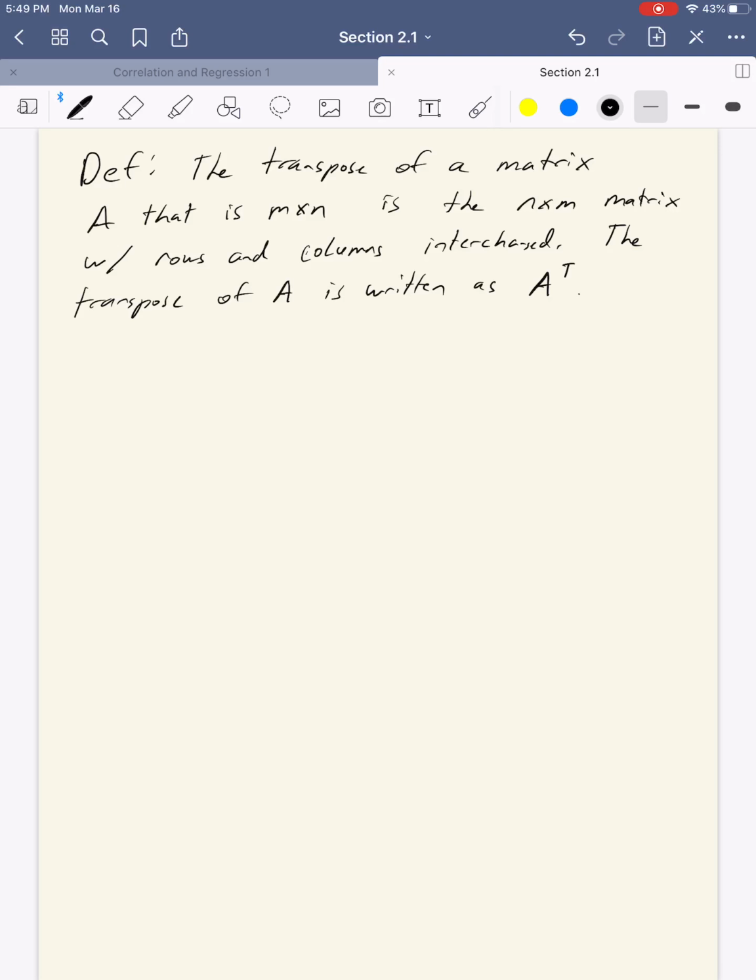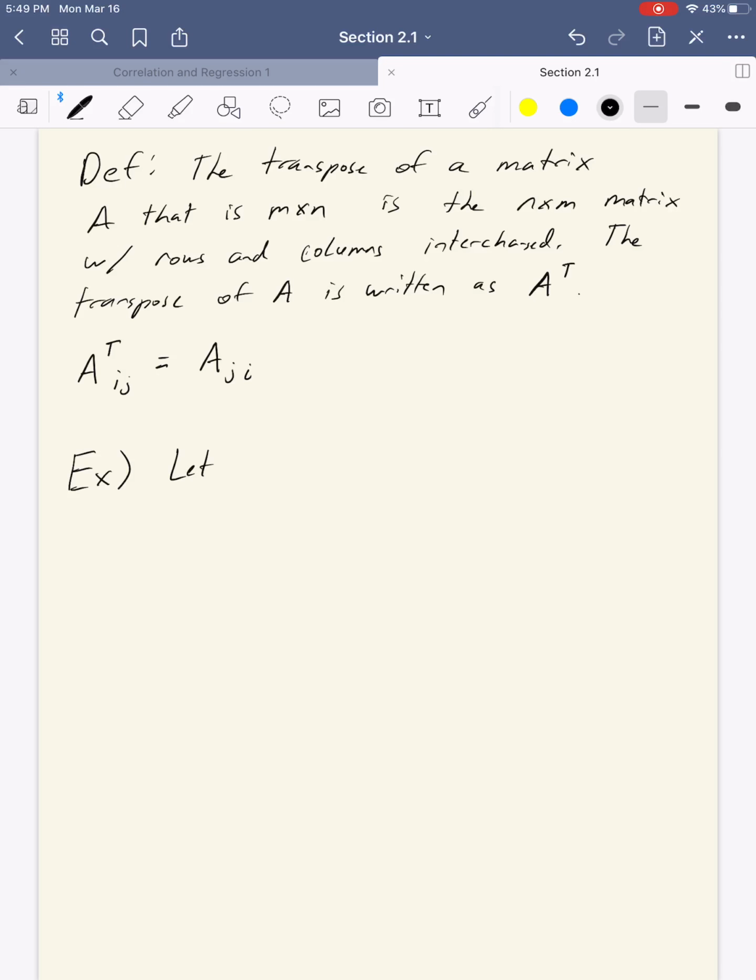Well, we literally mean that the rows of matrix A become the columns of the transpose, and the columns of the original matrix A become the rows of the transpose. We can actually write this out in notation. We can say that in A transpose, the ijth element is actually the jith element of the original matrix. So let's do a quick example looking at how the transpose works.